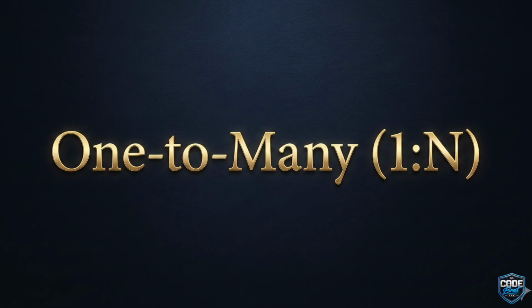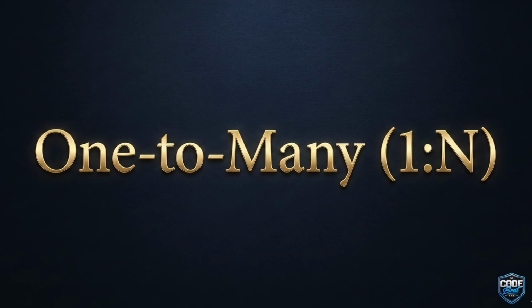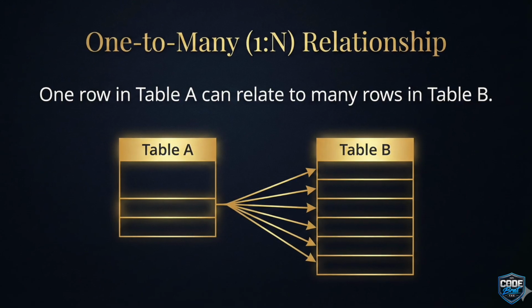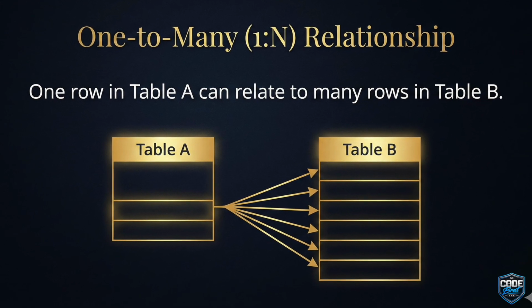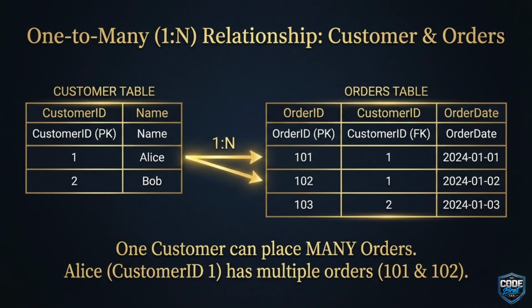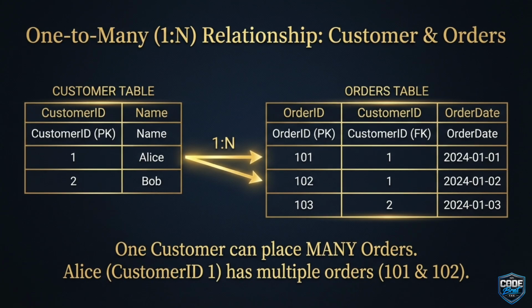Now, second type of relationship is one to many. It means one row in table A can relate to multiple rows in table B. Let's take an example of customer and orders table. Customer table has two columns, customer ID and name.